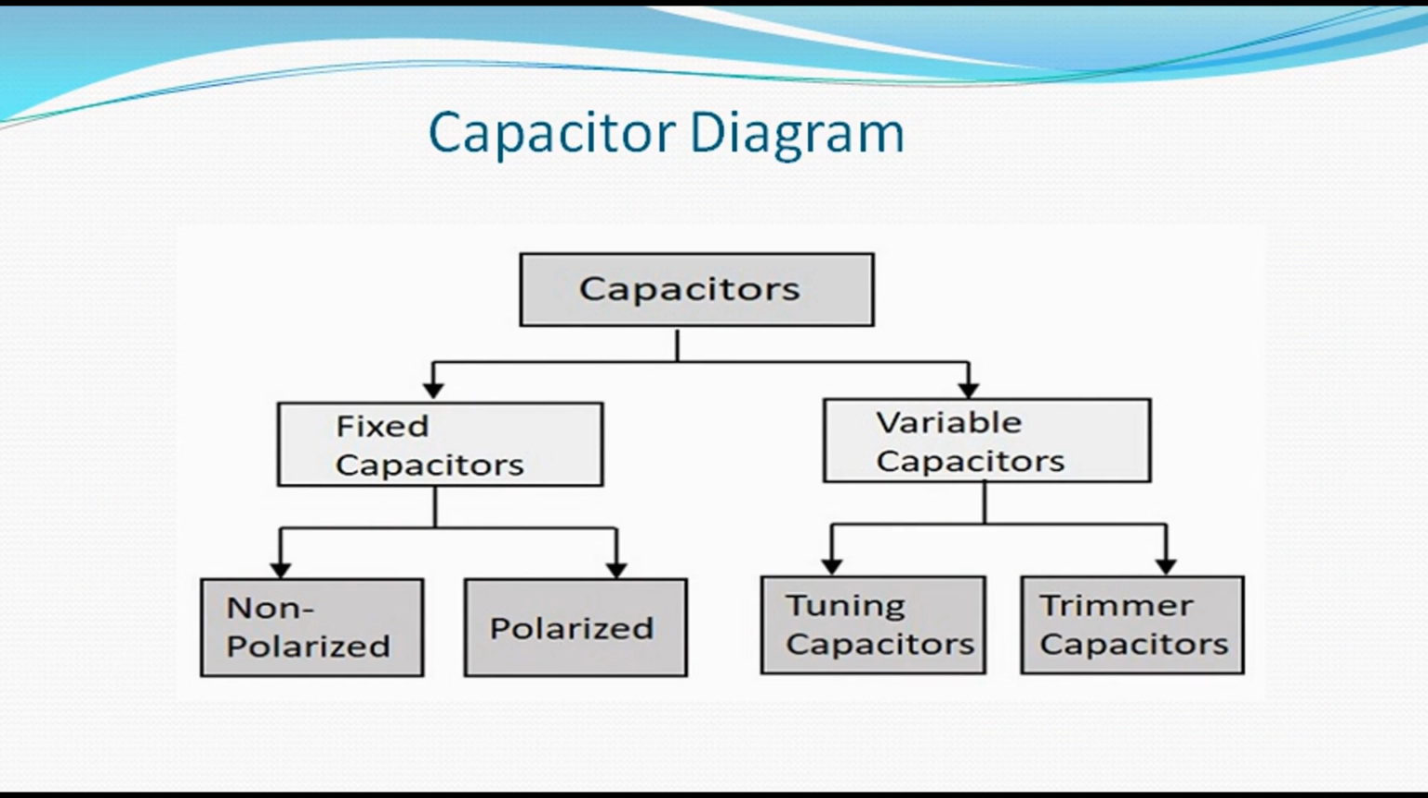So this is the capacitor diagram. We will use this capacitor diagram to differentiate the fixed capacitors and the variable capacitors. In fixed capacitors, we have non-polarized capacitors and also polarized capacitors. In variable capacitors, we have tuning capacitors and trimmer capacitors as well.